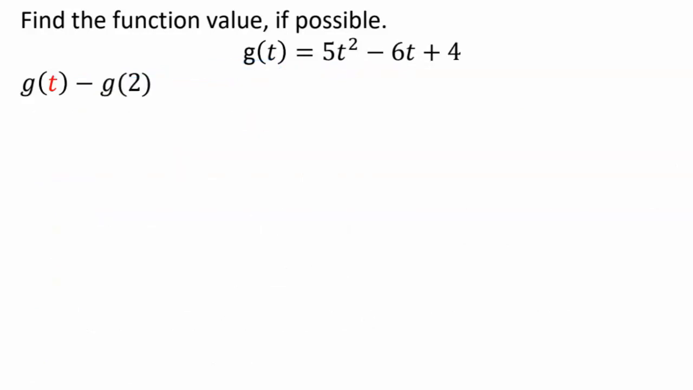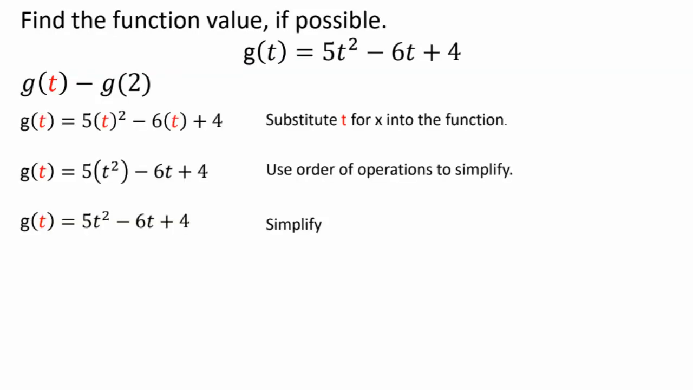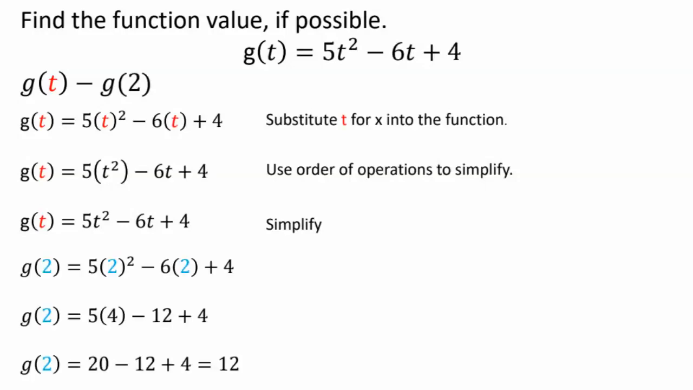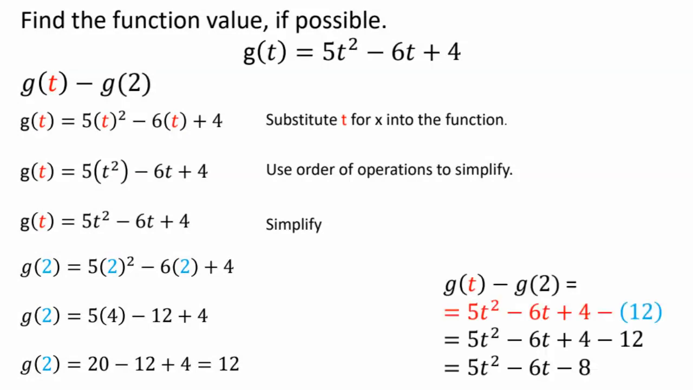So now we're going to be doing g of t minus g of 2 for the very same function as before. For g of t, we got 5t squared minus 6t plus 4. When we evaluated g of 2, we got 12. So let's put them together. g of t minus g of 2 will give us 5t squared minus 6t plus 4. That was the g of t. And minus g of 2, the g of 2 was equal to 12. Now we can combine the 4 minus 12 will give us negative 8. So the answer will be 5t squared minus 6t minus 8.